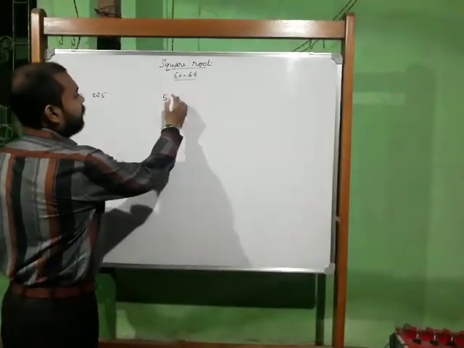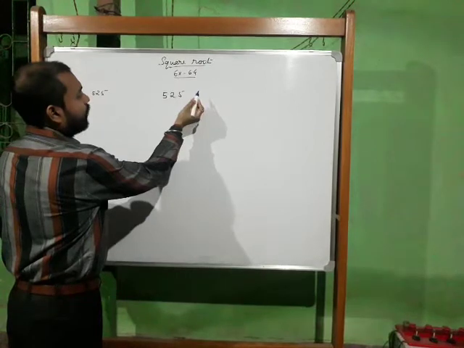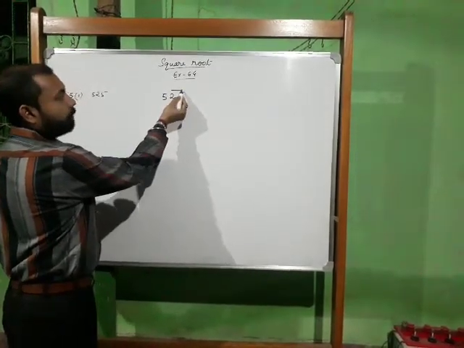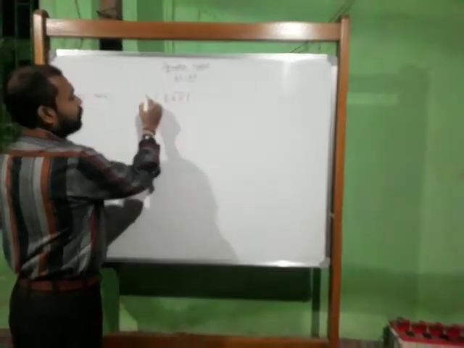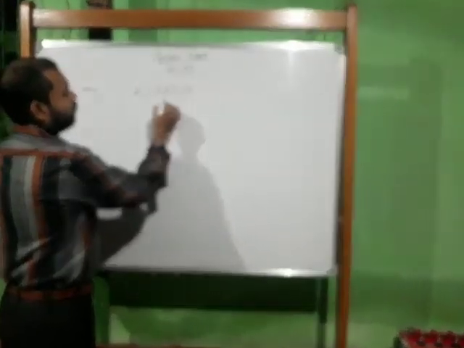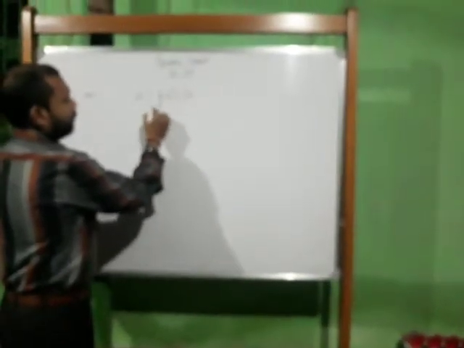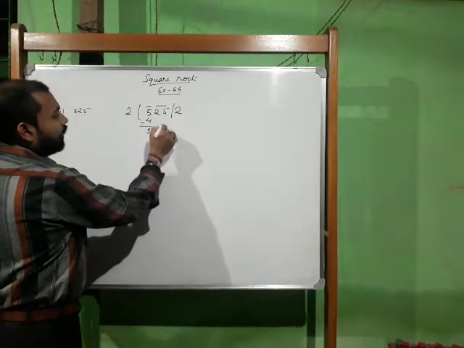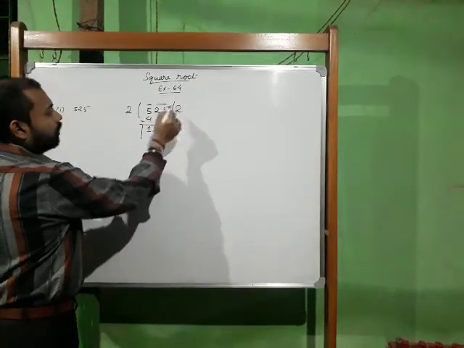So 525. Now at first you make pairing. So we know that we have to make pairs from the last. Now start the division method process. 2 2s are 4. Now do subtraction. 5 minus 4, it is 1. So this 25 will come down.